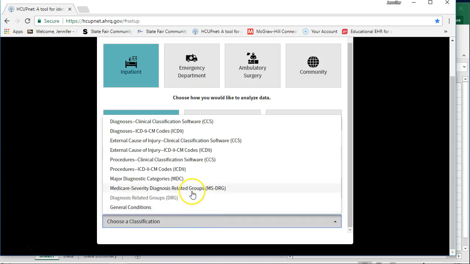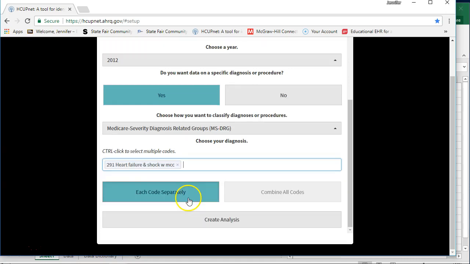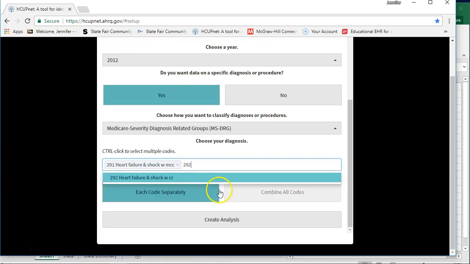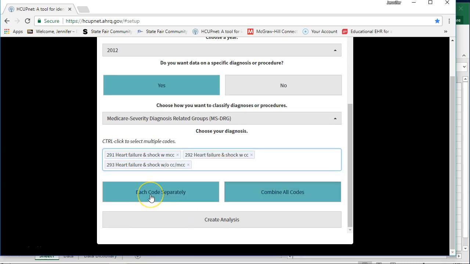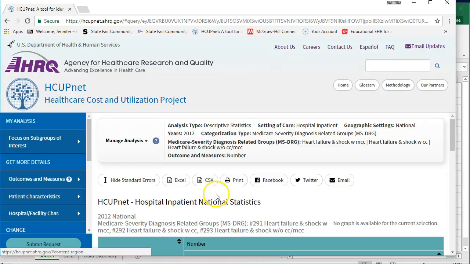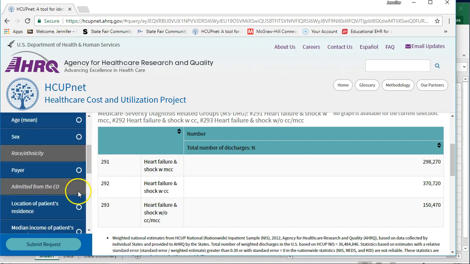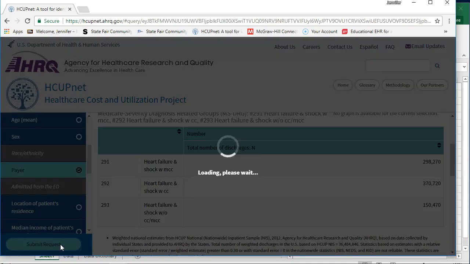And we're going to choose a classification system. We want an MSDRG. We want 291. We want 292. And we want 293. And we want each code listed separately. And we're going to create that analysis, but we have to add a little bit more information. Okay, it just gives us the total number of discharges, and remember we are looking at Medicare only patients. So we have to include payer, and then we need to submit our request.